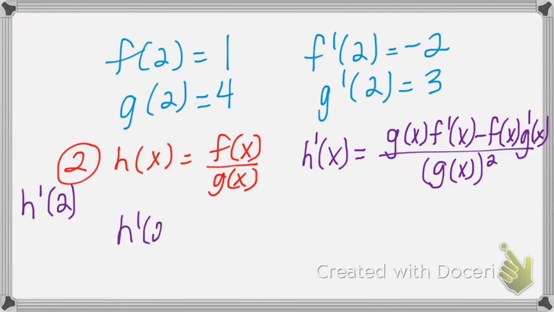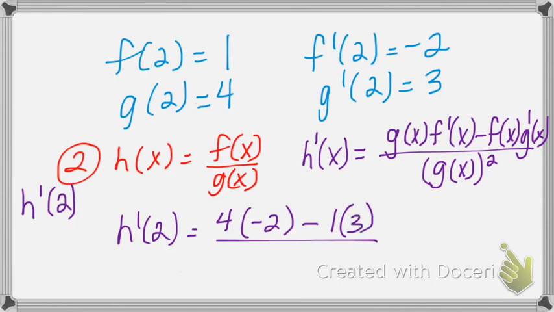Alright, so h prime of 2 would be where I plug in numbers. G of 2 is 4. F prime of 2 is negative 2. F of 2 is 1. G prime of 2 is 3. Over g of x, g of 2 is 4. 4 squared is 16. So we have negative 8 minus 3 over 4 squared, which is 16.